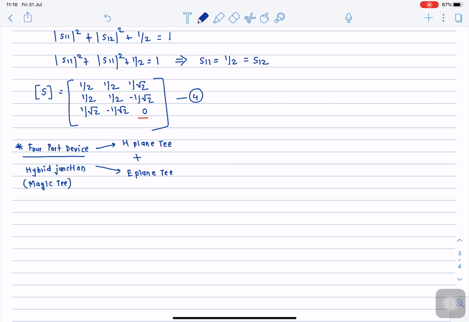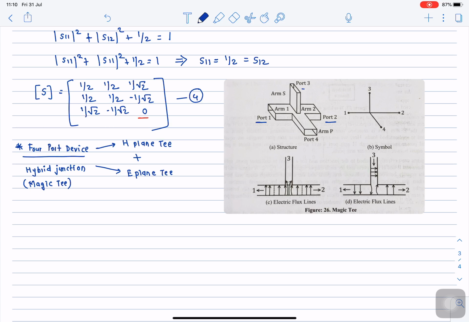So what we observe over here, distinctly there are 4 ports: port number 1 and port number 2, which are located in the collinear arm, and there are 2 additional ports. One port is located vertically. This port number 3 is an electric arm port, which is oriented along the E plane, and the H plane is oriented along port number 4. The 2 common ports are located along the same line, and we call them collinear ports, indicated as port 1 and port 2.